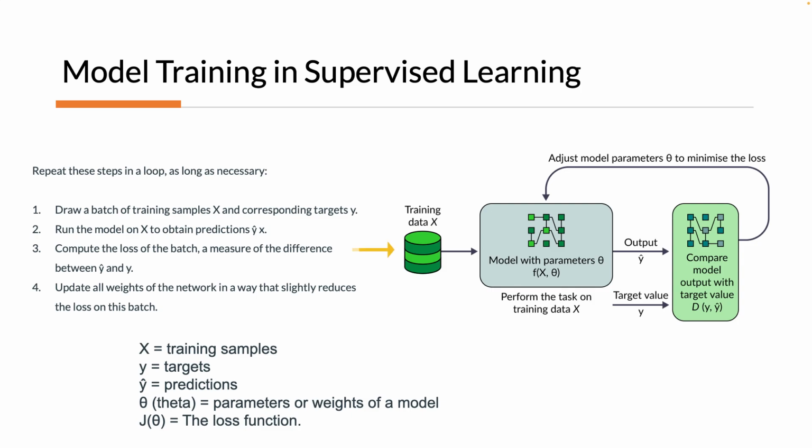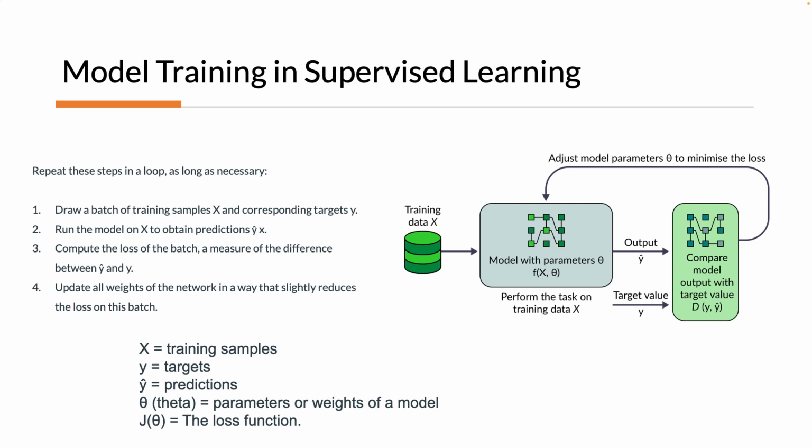We draw a batch of training samples, which is X, and its corresponding target value, which is Y. In supervised learning, Y is either 0 or 1. Then we run the model on X to obtain the prediction of Y, which we call Y cap or Y hat of X. Then we compute the loss of the batch, a measure of the difference between the Y cap and Y. Then we update all the weights of the network in a way that slightly reduces the loss on this batch.